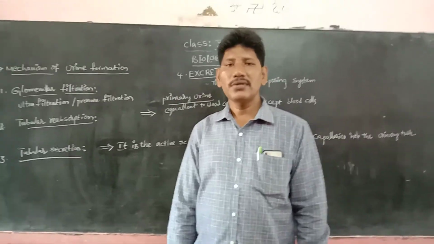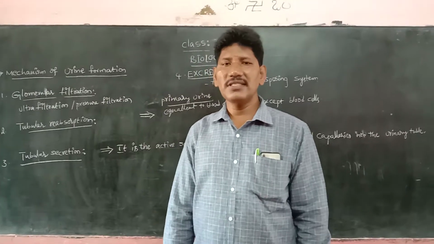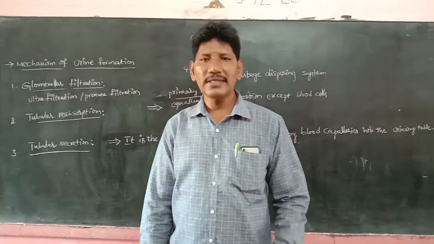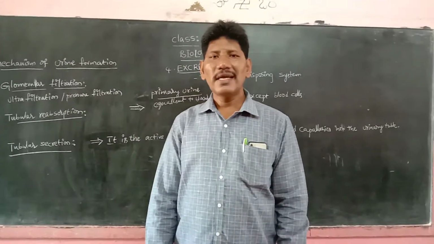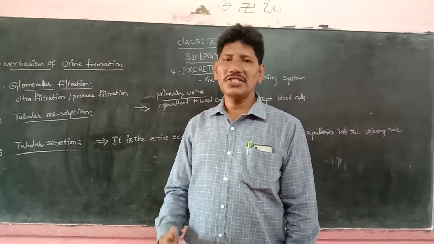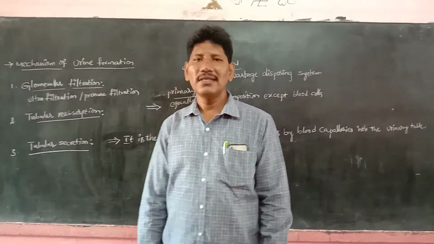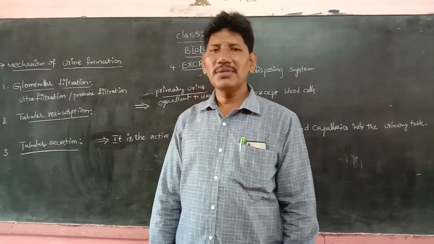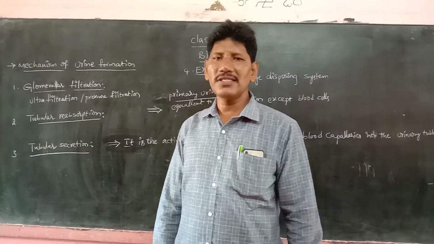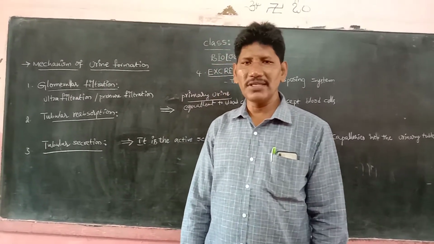Let us come to 10th biology, 4th chapter, Excretion, the waste disposing system. So what is meant by excretion? You learned in the previous videos. Excretion means the elimination and separation of waste materials and shifting them out from our body. Ex means out, crinare means shift. So it is the shifting out of waste materials which are produced by bodily cells through metabolic activities.